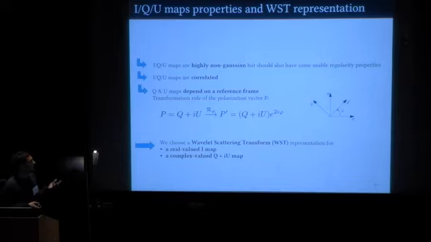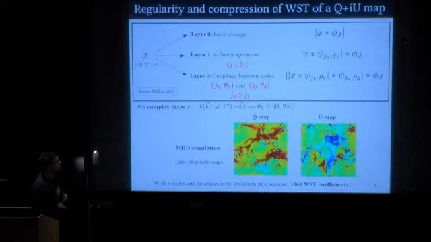So to describe these Stokes maps from a statistical point of view, we'll choose a wavelet scattering transform representation for both a real-valued I map and a complex-valued Q plus iU map. We won't take into account correlations between I and Q plus iU, but we'll work with a joint variable of Q and U, this complex variable Q plus iU.